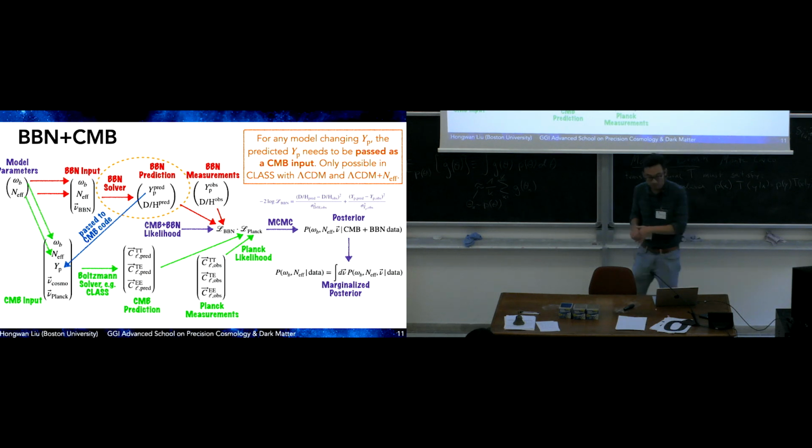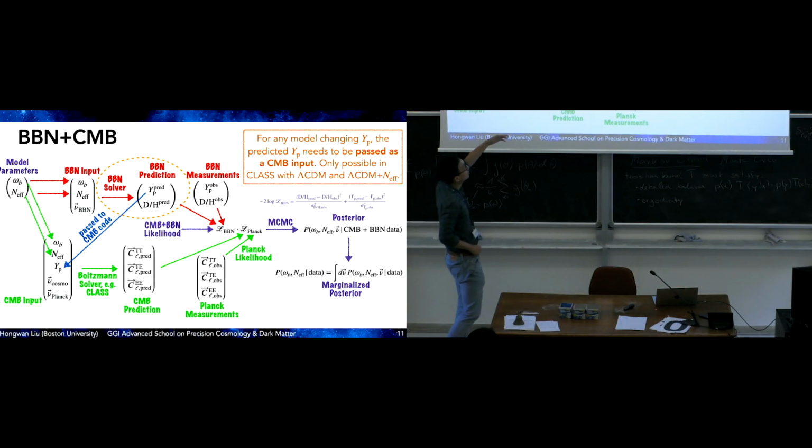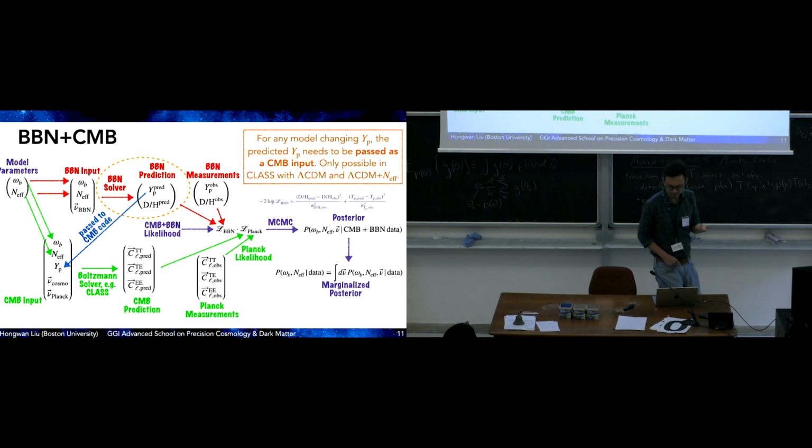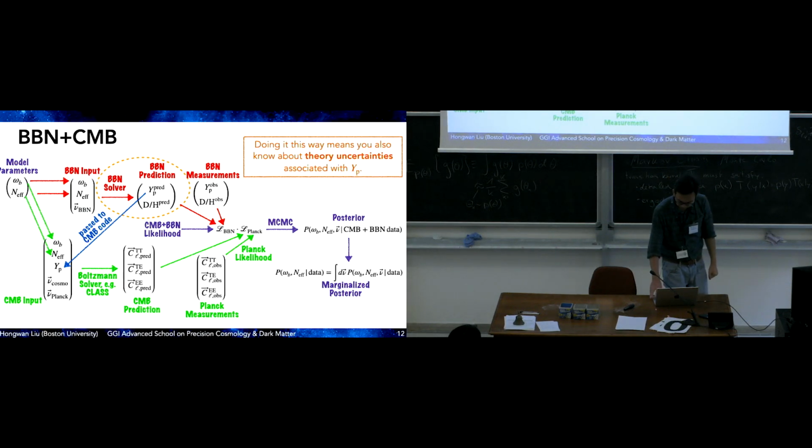So why do you need LINX? First of all, this is something I already said. You need to predict YP and pass it to the CMB code. In CLASS, you can do this for lambda CDM and lambda CDM plus N-effective for the PArthENoPE rates. So even if you wanted to change the rates, it might already be a little bit difficult, as far as I know. So that's one.